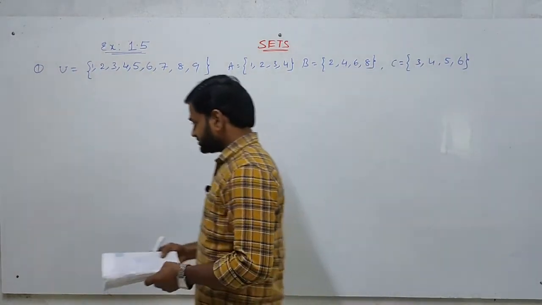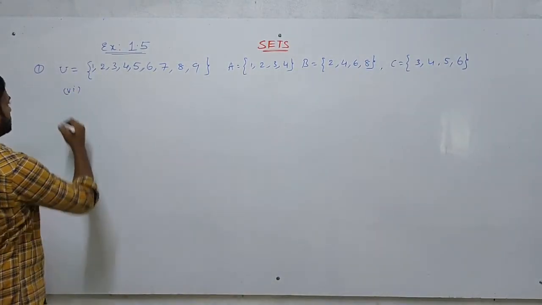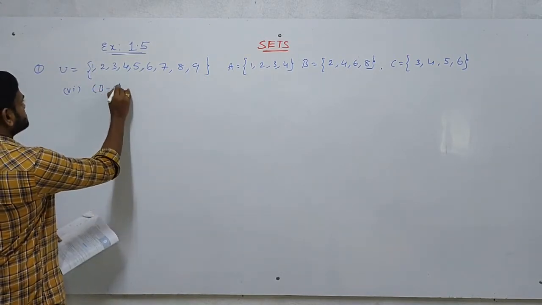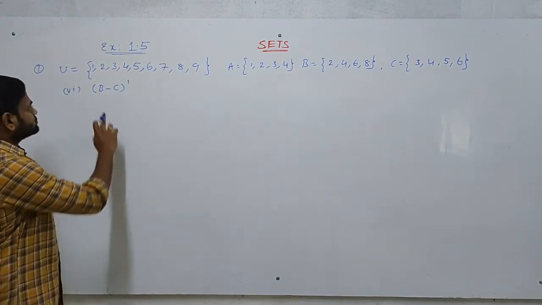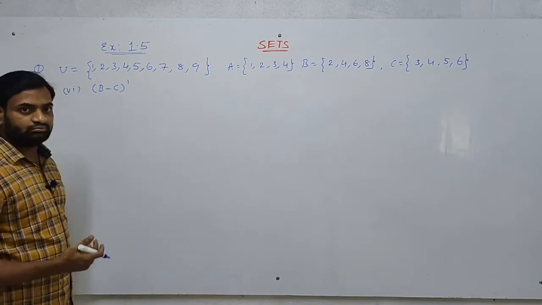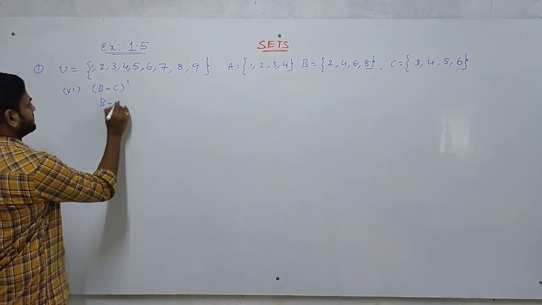See, the next one is the sixth one. Sixth is b minus c whole dash. Next one. So first we have to find b minus c. Later we will find b minus c whole dash. So first I am finding b minus c.